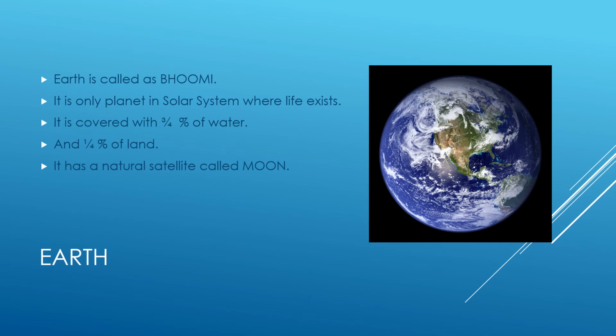Now our third planet in our solar system, our friendly Earth. Earth is also called Bhumi. It is the only planet in the solar system where life exists. It is covered with 3 by 4 of water and 1 by 4 of land. Earth has a natural satellite called the Moon.